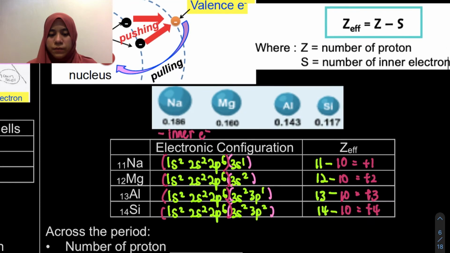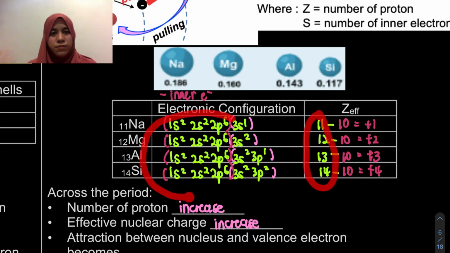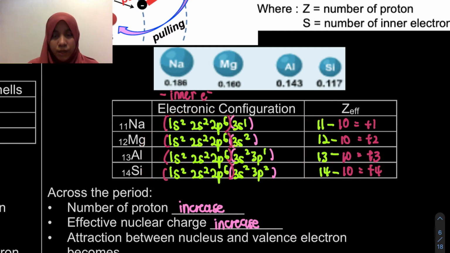So let's look here. What happened is that across the period, the number of protons increases. Remember, the periodic table is actually arranged by increasing proton number. So when the proton number increases, the effective nuclear charge also increases. Why does the effective nuclear charge increase? Because the number of protons is increasing, but the number of inner electrons stays the same, across the same period.